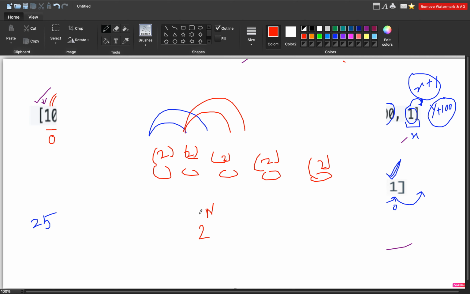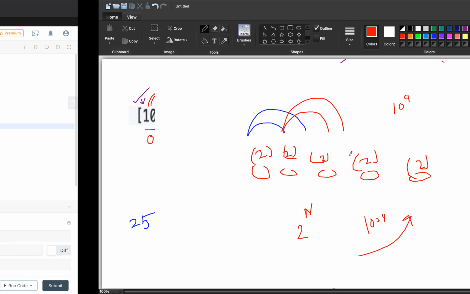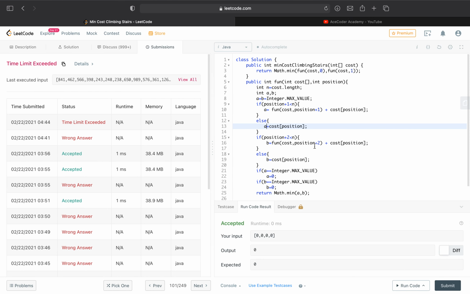Like if you check for only 10 elements, it will be 1024 operations, and if it comes out to be like 15, 20, it will go way up. So that is the reason we are getting time limit exceeded. And you know that in 1 second we can perform approximately 10 to the power 9 operations.